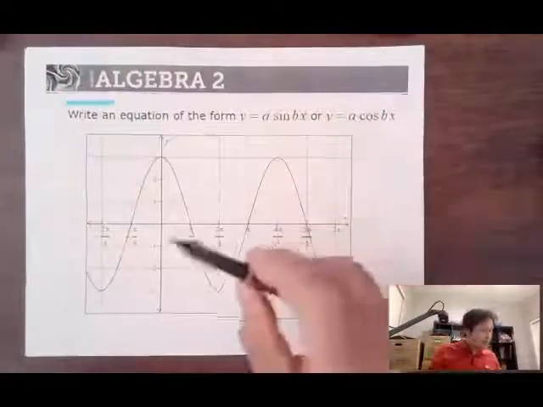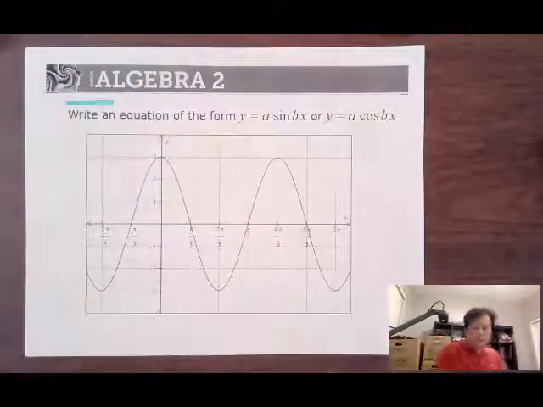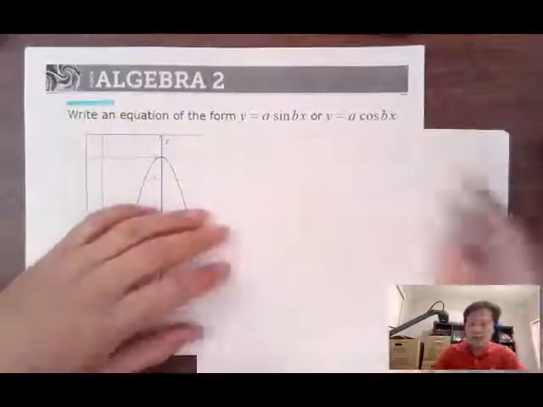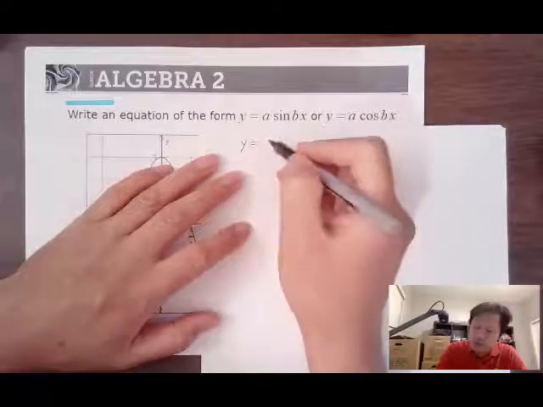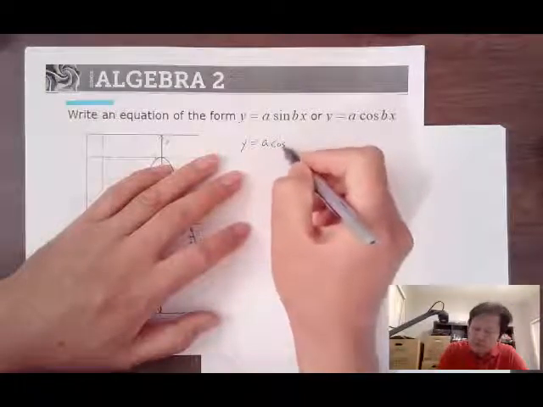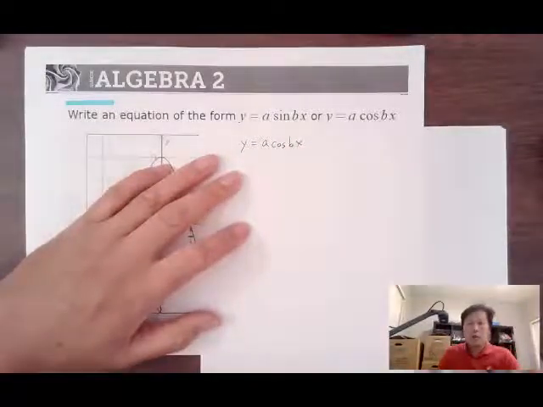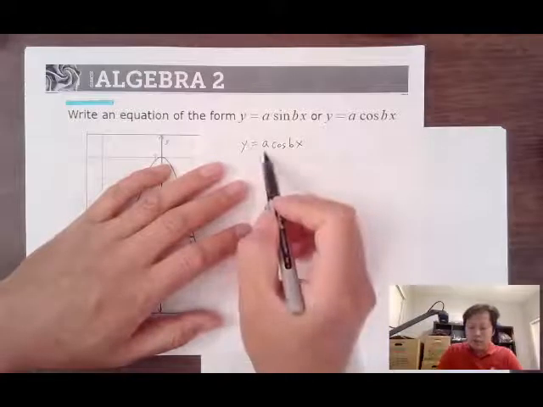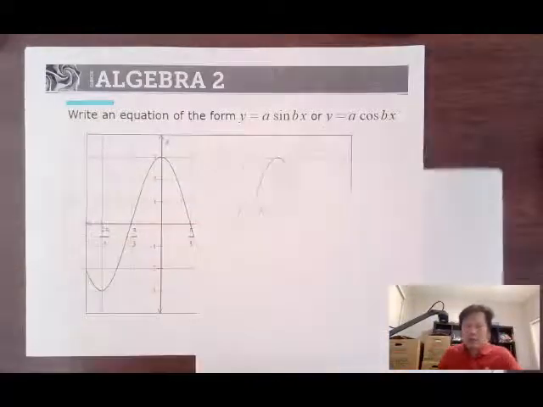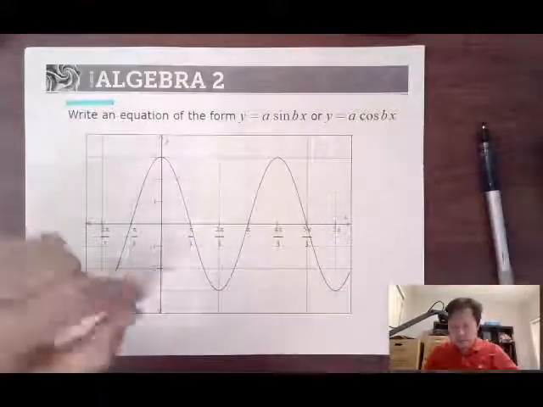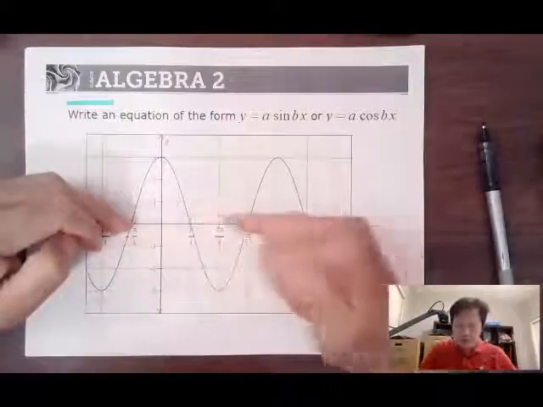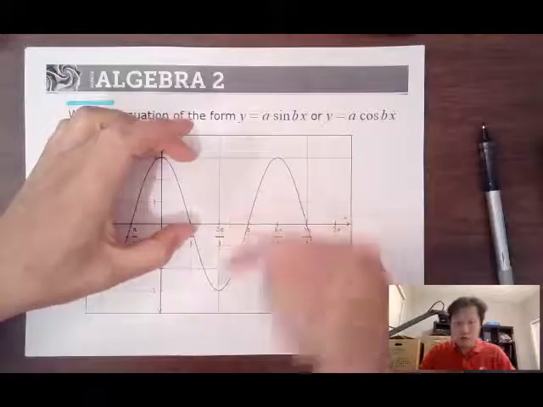So you have the two choices, sine or cosine. We decided we are going to use cosine. Let's deal with the value of A. Value of A is amplitude. Amplitude means from the middle line to maximum, or from the middle line to minimum.